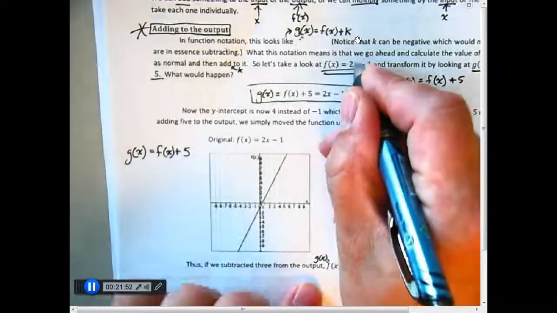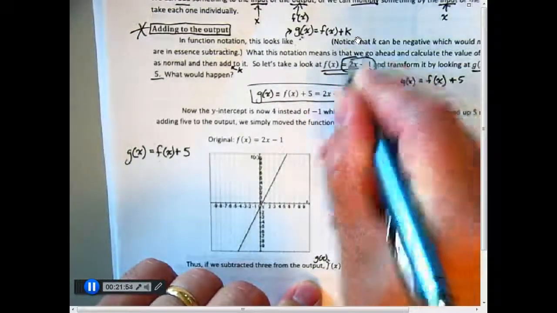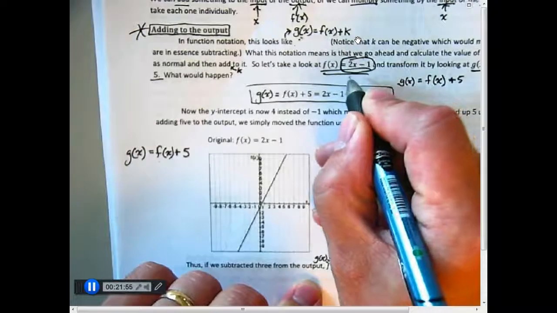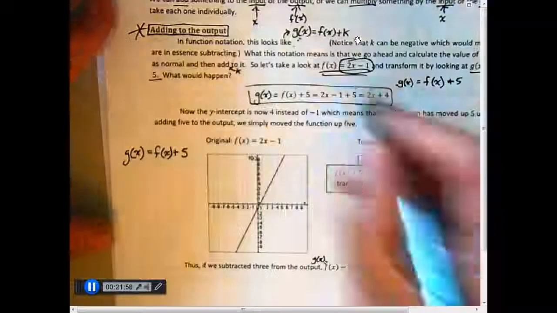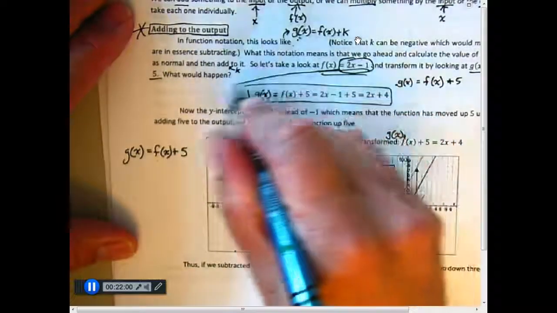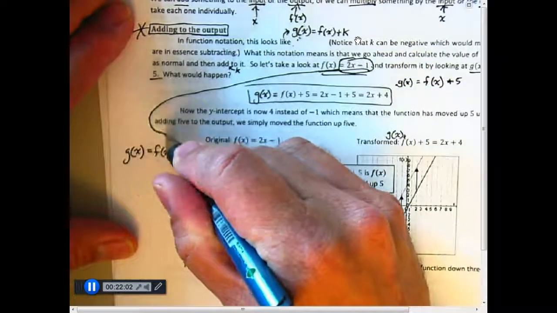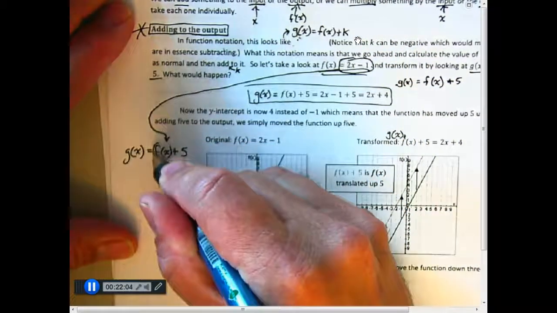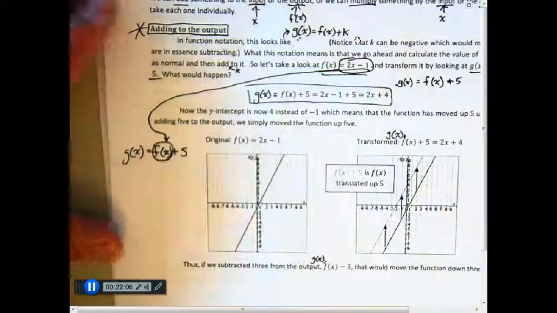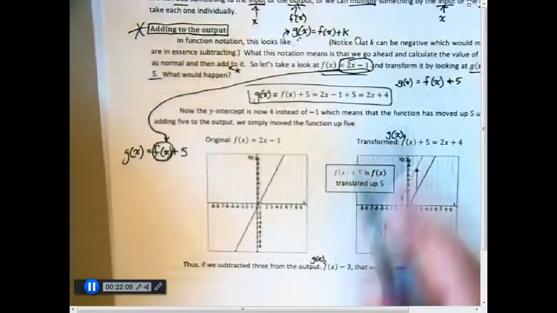Yeah, f of x equals 2x minus 1. How do we know? Well, it says it right here. F of x actually equals that. So using substitution, we can take 2x minus 1 and put it in for f of x. We're going to replace that part with 2x minus 1.